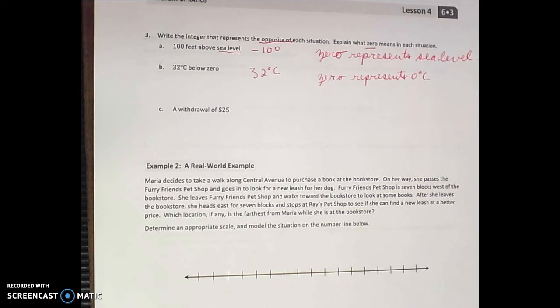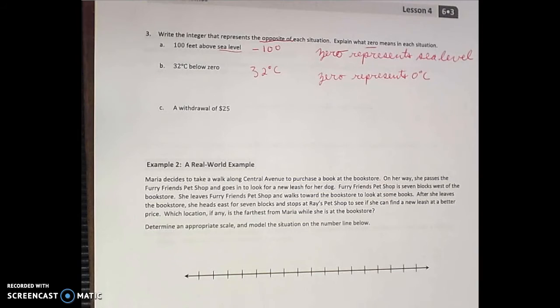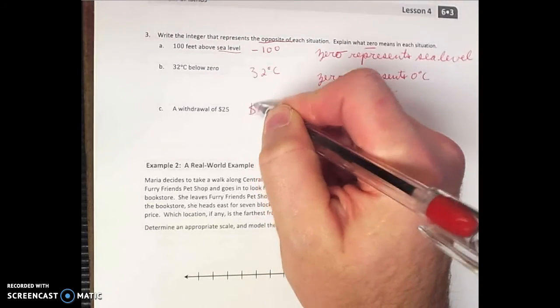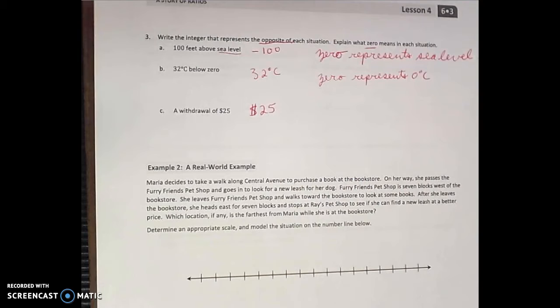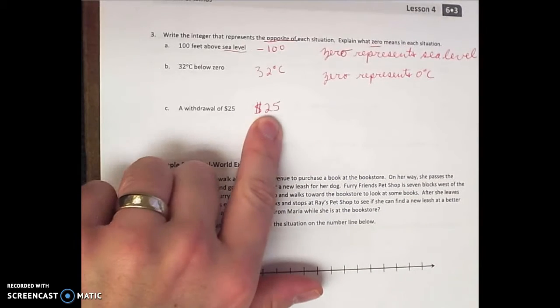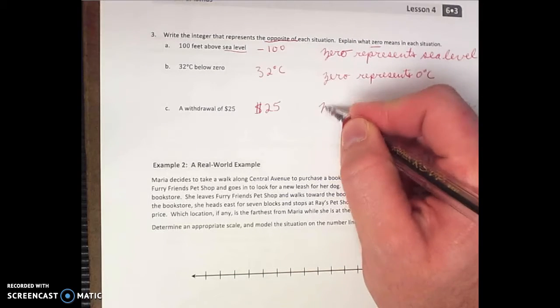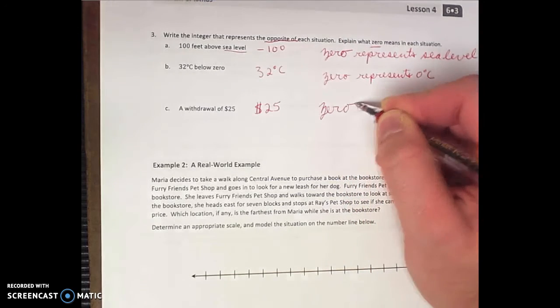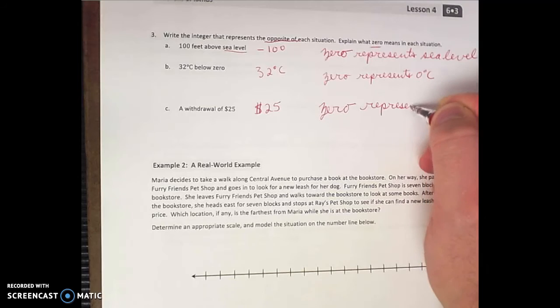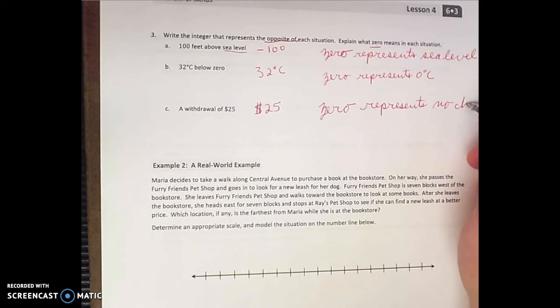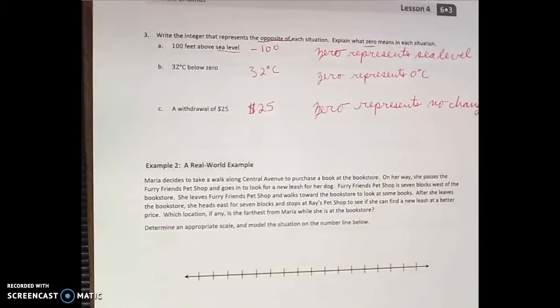And then looking at letter C, we're going to make a withdrawal from our bank account of $25. Withdrawal means we're taking money out. So the opposite of that would be putting money in. So the opposite of a withdrawal would be a deposit of $25. So the opposite of a negative 25 would be the positive 25. In this case, 0 represents no change. So the amount of money we have in our bank account has not changed.